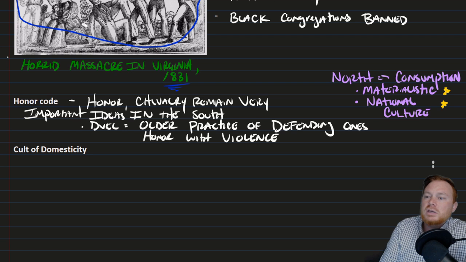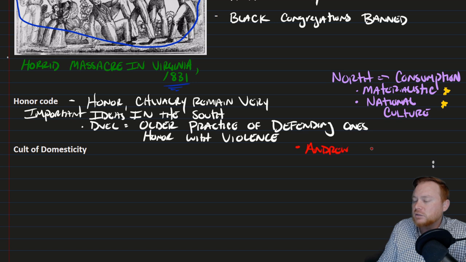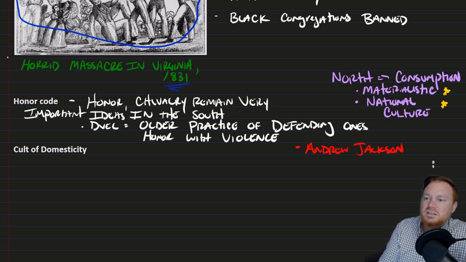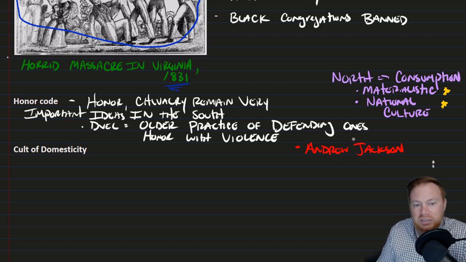And in those days, by the time we're getting to the 1800s, dueling often involves just standing 10 feet away from each other and shooting pistols until one person dies. Famously, of course, Andrew Jackson was a duelist. And so even some of the highest members of the American political elite from the South engaged in dueling. So those things continue to be important.